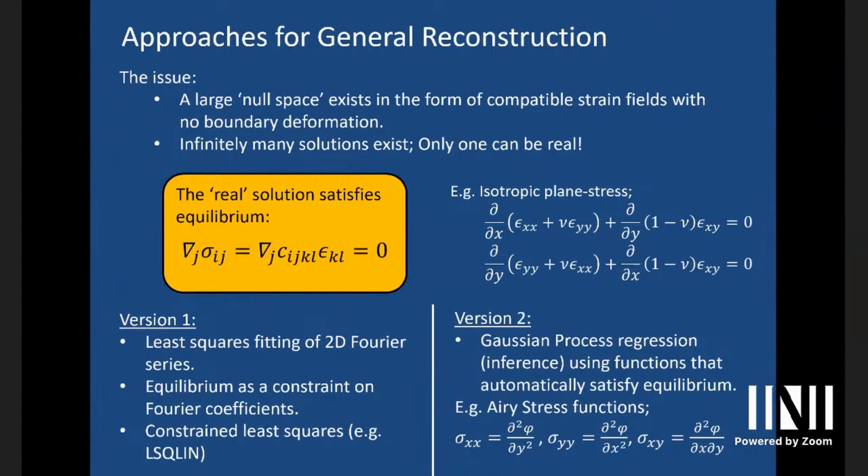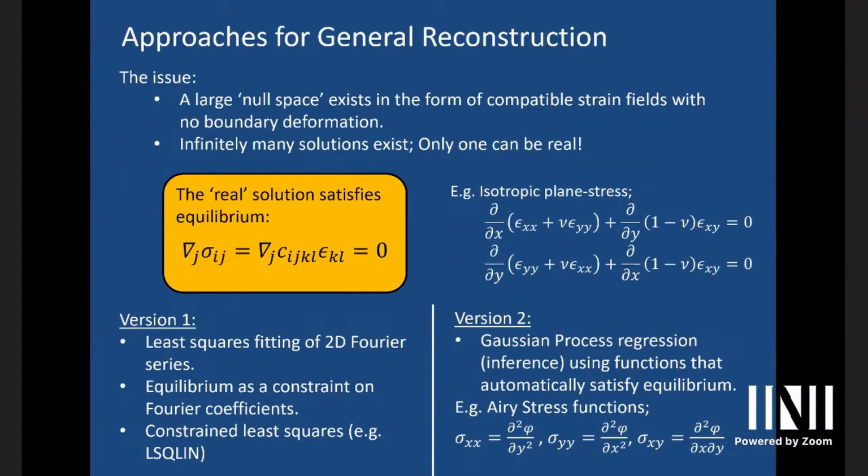And the question is, how do we do that? We've essentially done that in two different ways so far. The first way that we did it was essentially just through a least squares fitting of Fourier series, where that constraint from equilibrium really just gives us another constraint on the Fourier coefficients. So it's kind of an LSQ-lin type problem where you've got a least squares optimization for the measurements, and it has to be constrained by equilibrium. So I'll show you some results from that. I should say the results from these two versions are basically indistinguishable in terms of how they performed, which was kind of nice.